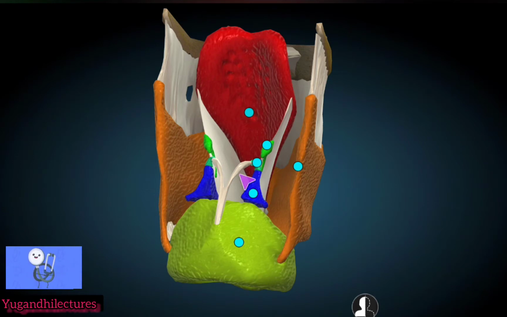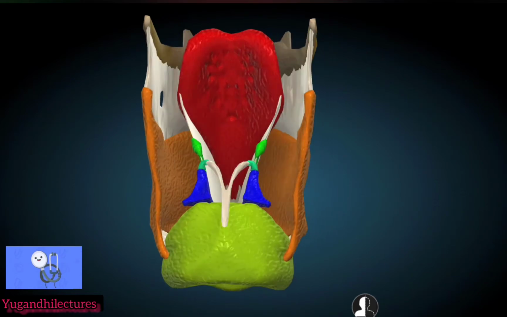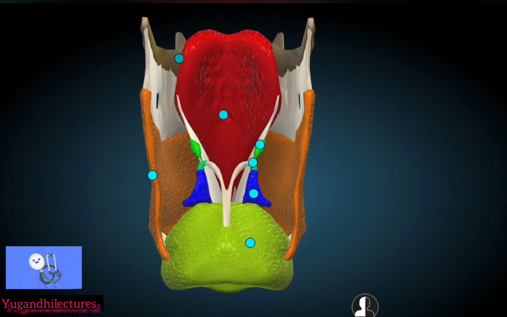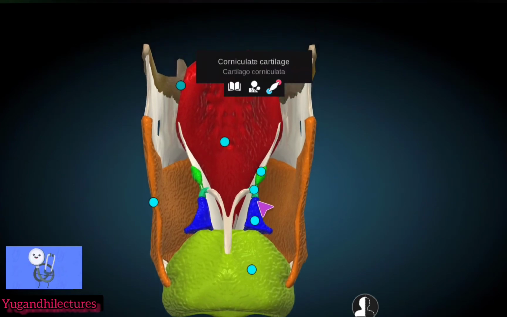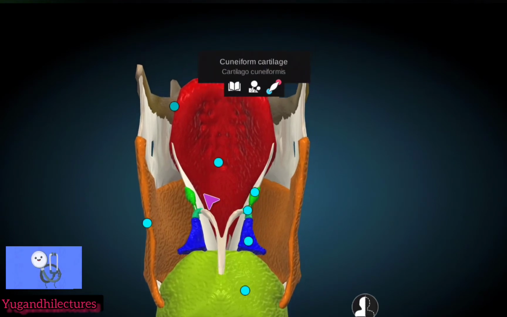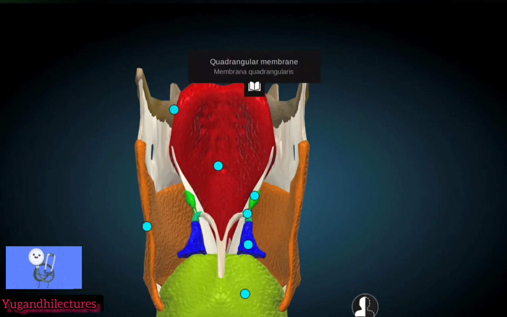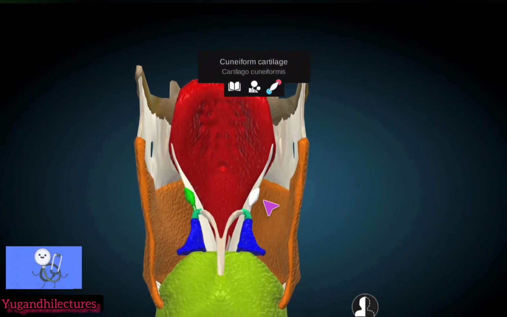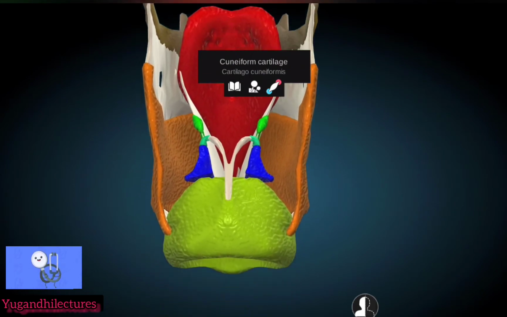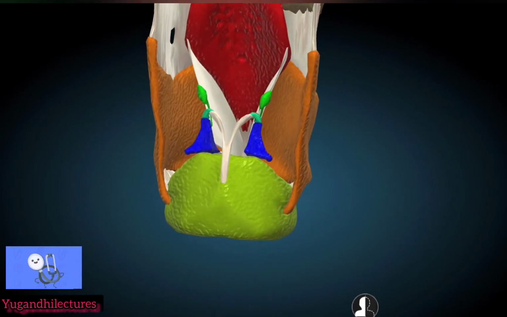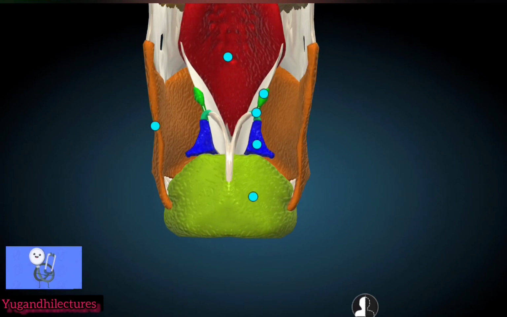So you can see on the right there is one arytenoid cartilage and on the left there is one arytenoid cartilage. Then this is the corniculate cartilage. You can see the right and left, and this is the cuneiform cartilage. You can appreciate the right and left cuneiform cartilages. So these 3 cartilages are the paired cartilages.